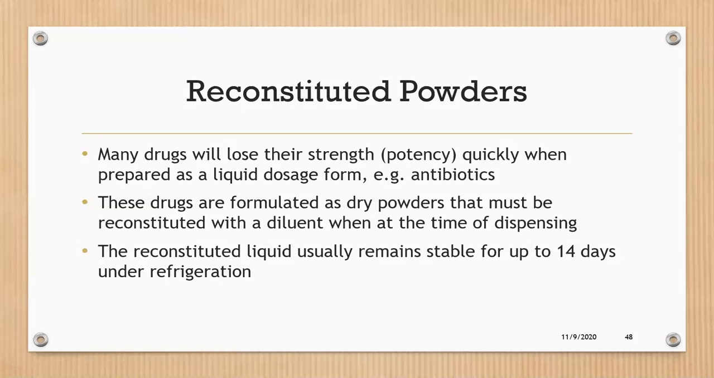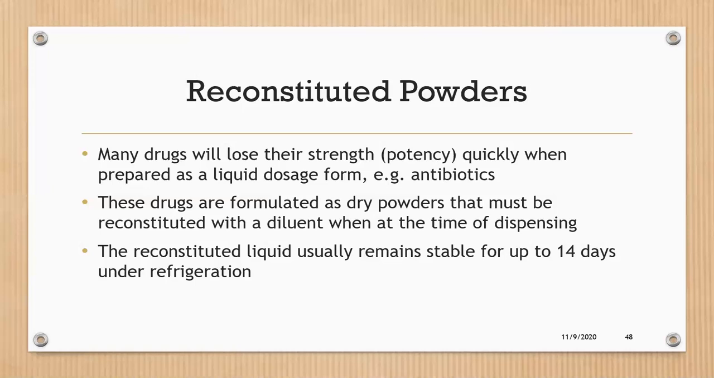So we need to determine what these are so that we have a better appreciation when we are doing our calculations. Why do we have reconstituted powders? Main reason is that these drugs, typically antibiotics, but not limited to antibiotics, you have other drug substances that also have stability issues that are formulated as reconstituted powders. These drugs tend to lose their strength or potency very quickly when they're in an aqueous medium.